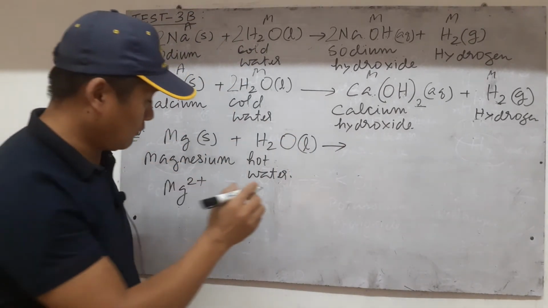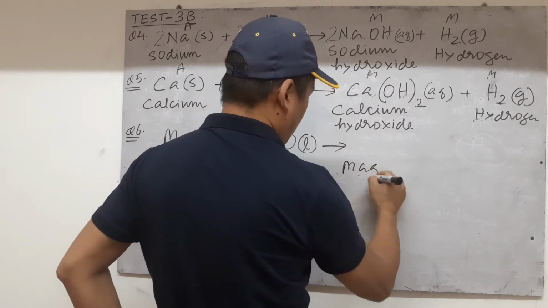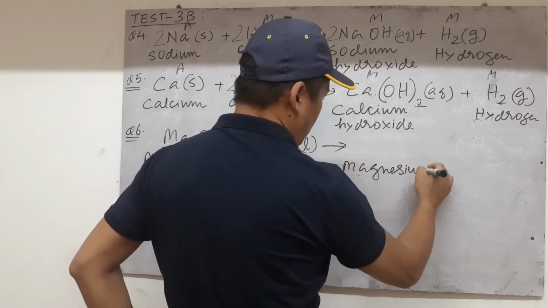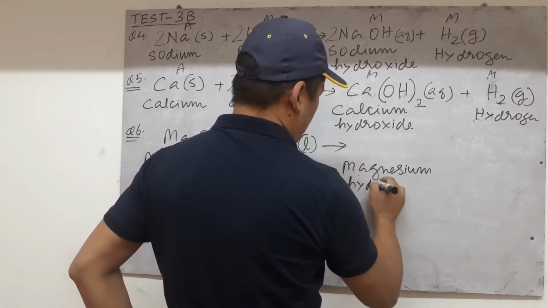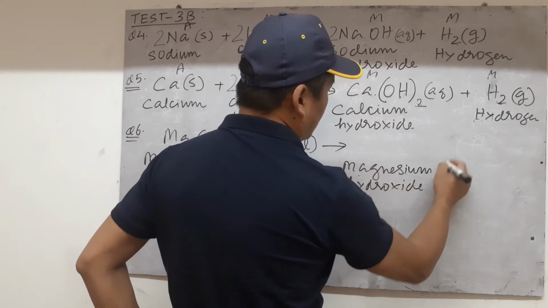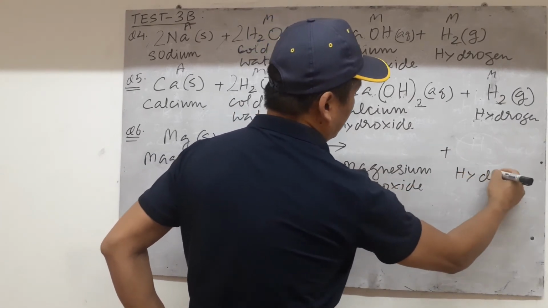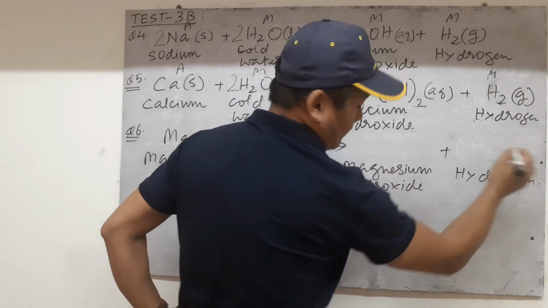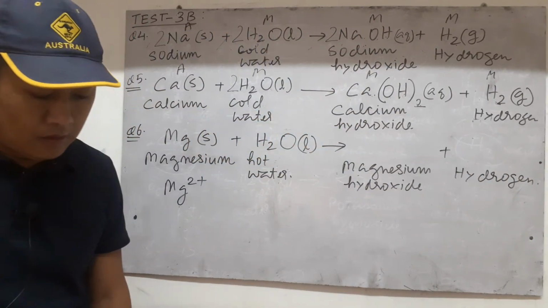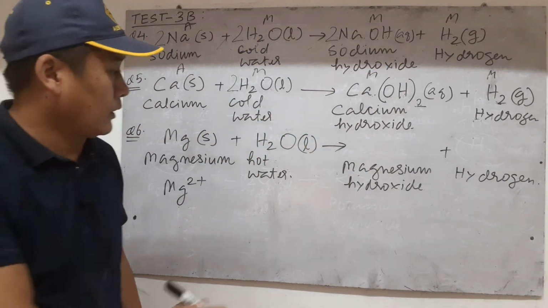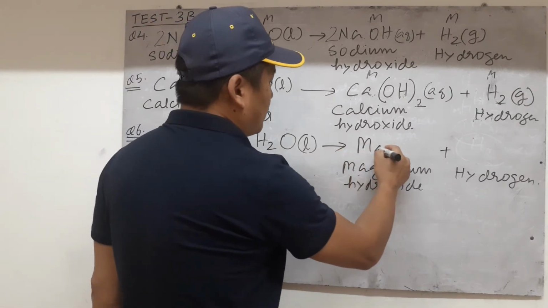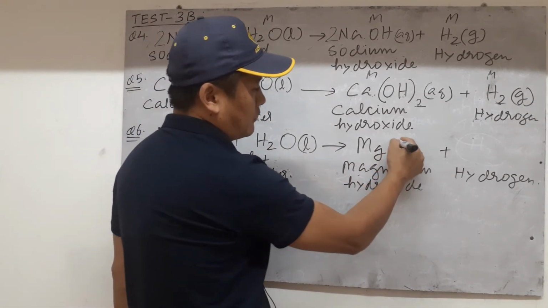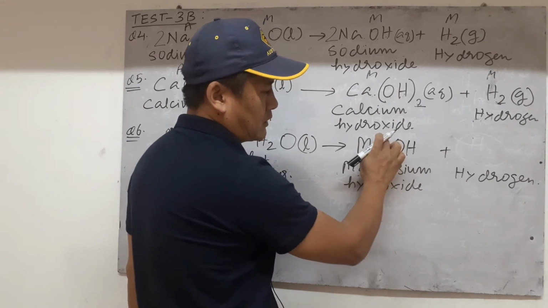Give you magnesium hydroxide in the aqueous form, I guess, hydroxide, and then hydrogen gas. Read the question. So here, yes, so magnesium ion Mg2+ from your skeleton, hydroxide ion OH-, so 1 and 2 can cancel.